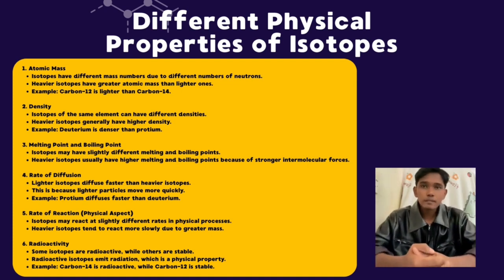Last but not least, number 6, radioactivity. Some isotopes are radioactive while others are stable. Radioactive isotopes emit radiation, which is a physical property. Example, carbon-14 is radioactive while carbon-12 is stable.